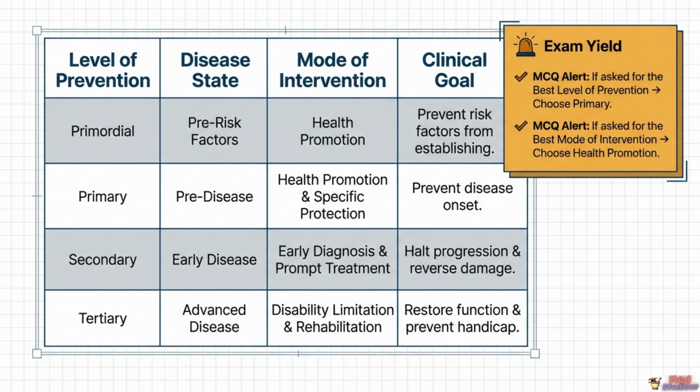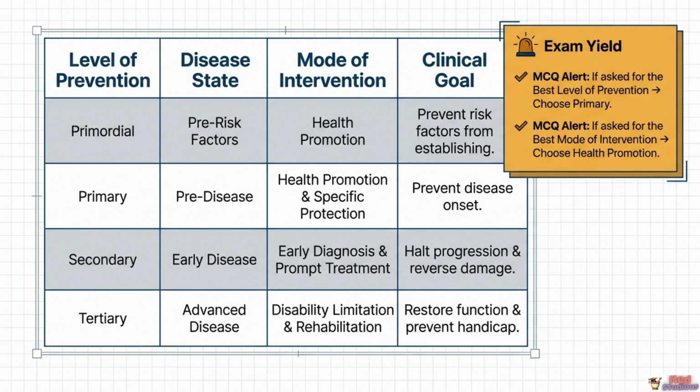Primordial prevention operates at the pre-risk factor stage, before risk factors have even established themselves in the population. Its mode of intervention is health promotion, and its goal is to prevent risk factors from ever developing. Primary prevention operates at the pre-disease stage. Risk factors exist, but clinical disease has not yet appeared. Its modes are health promotion combined with specific protection, and its goal is to prevent disease onset entirely.